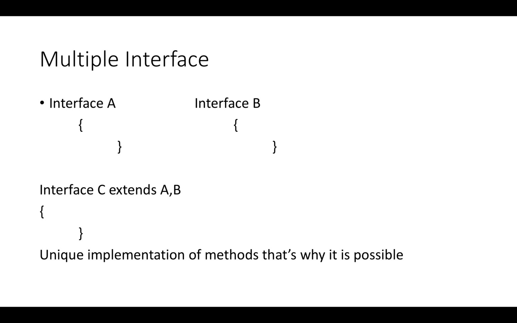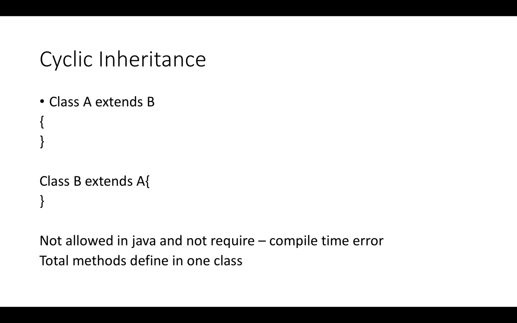But Java provides multiple interfaces, which means you can implement more than one interface in your class. Why? Because of the unique implementation of the methods, we can achieve multiple inheritance. Cyclic inheritance means if your class A extends from class B and your class B extends from class A, that is called cyclic inheritance.